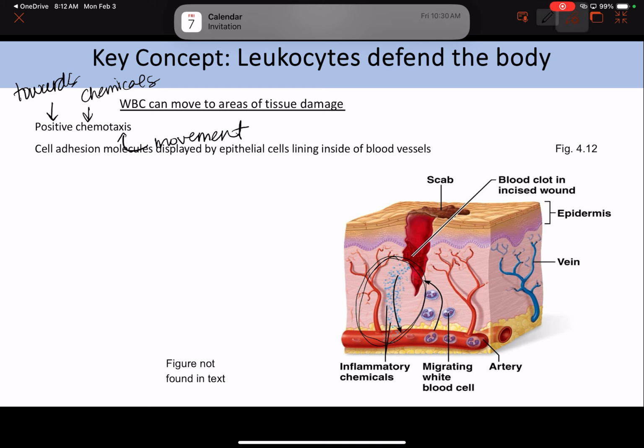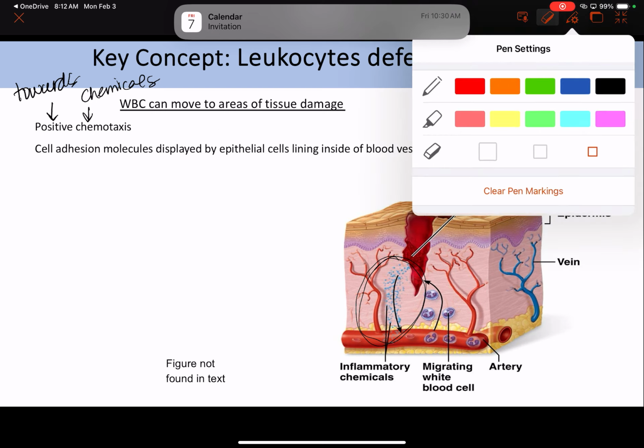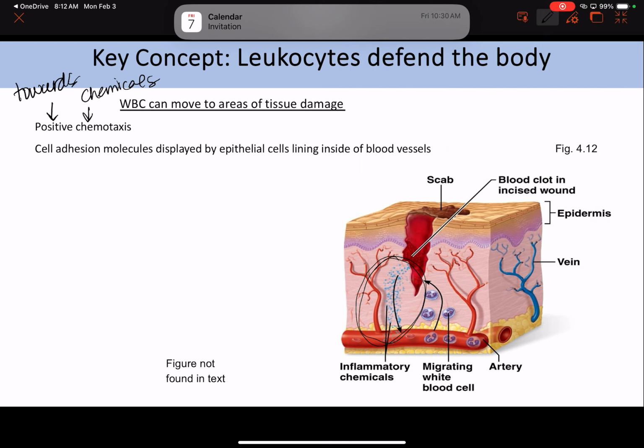And then I'm going to erase that movement really quick. And taxis means movement. Another way that they know where to stop and get off, where the site of injury is, is that inside the blood vessel there are some things called cell adhesion molecules.